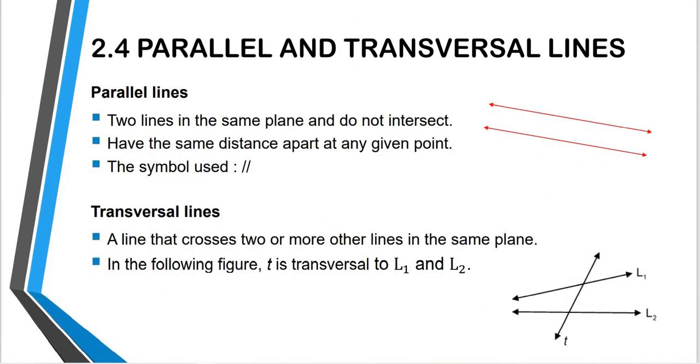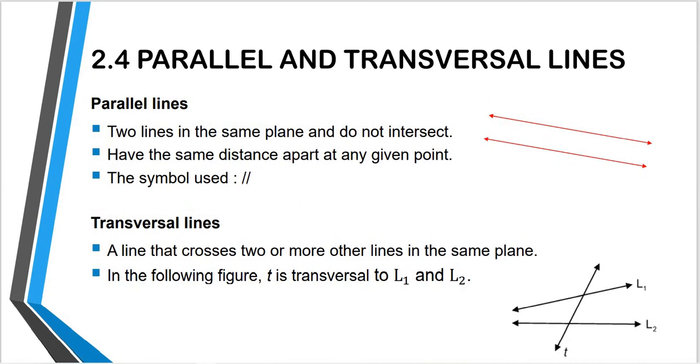Okay, let's look at the definition of parallel and transversal lines. So parallel lines are two lines in the same plane and do not intersect. Have the same distance apart at any given point. The symbol is double dash lah. So dia adalah dua line yang tak intersect, tak bertembung, tak berlanggar, tidak bercross among each other. Have the same distance apart at any point. Maksudnya dia punya distance ni sama lah.